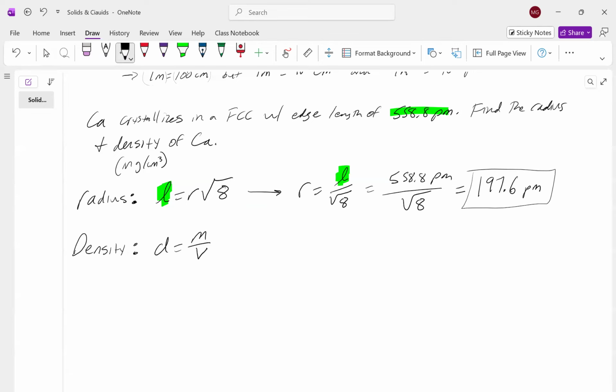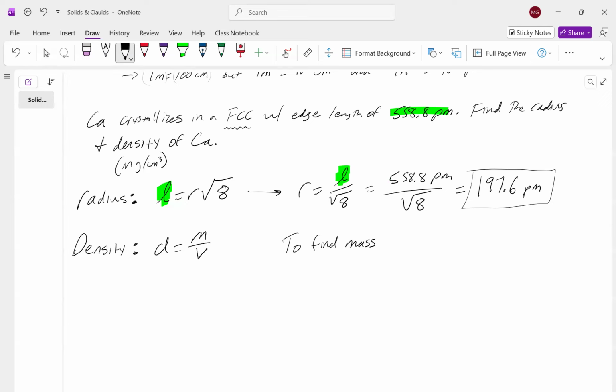So density equals, we know density is mass over volume. Okay. Now, how are we going to find mass? Because if we look at our problem, there is nothing there. There's no mass of a calcium cell. Is there anything about this fact that it's a face-centered cubic cell that might get us to the mass of one cell? So I want you to think about that for a second.